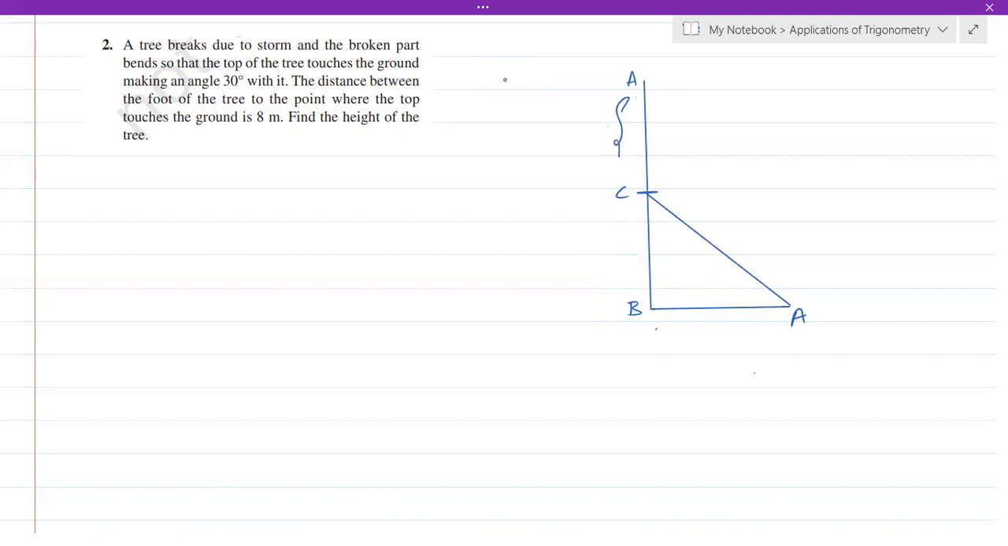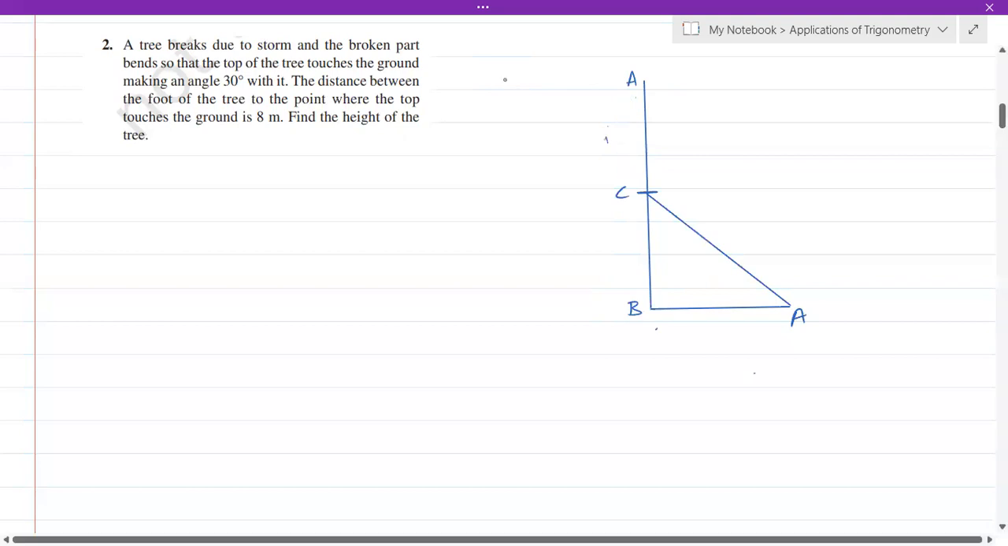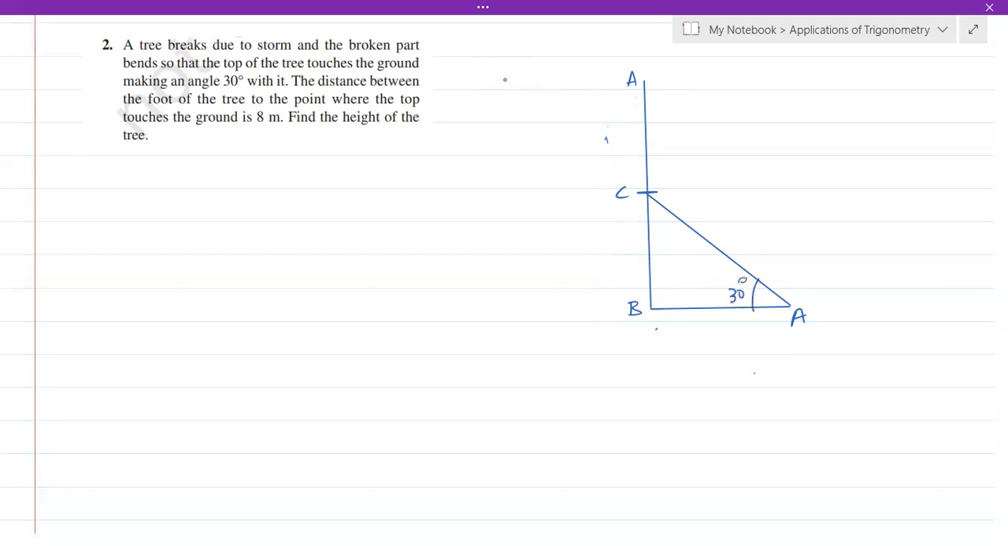So this is the broken part, which is bent down. While bending, the broken part is making an angle of 30 degrees with the ground. And this is the 90 degree because the tree will be perpendicular to the ground. Now, according to the figure, if this is 90 degree, CA becomes the hypotenuse. Opposite to the given angle becomes the opposite side and the remaining becomes adjacent.